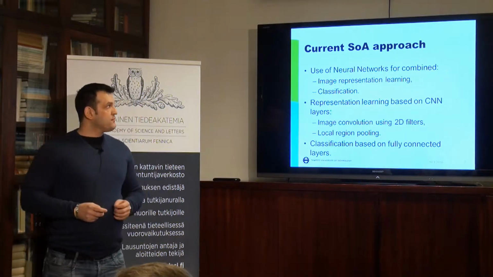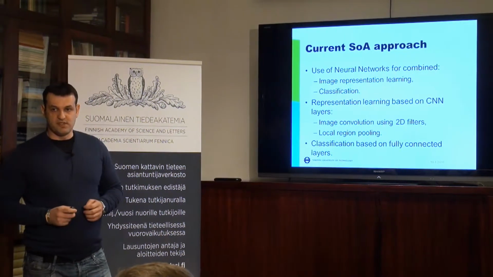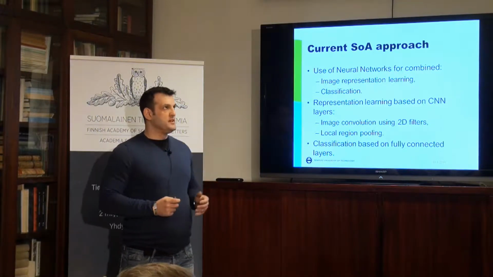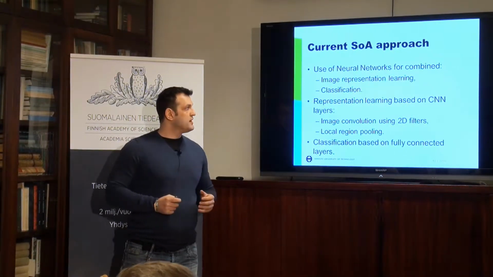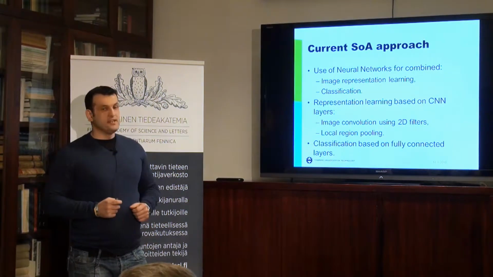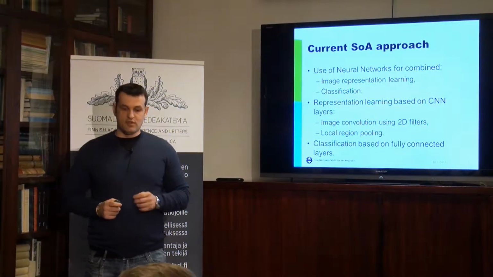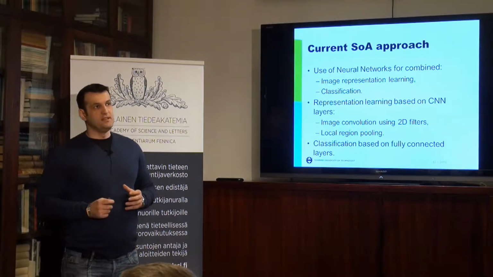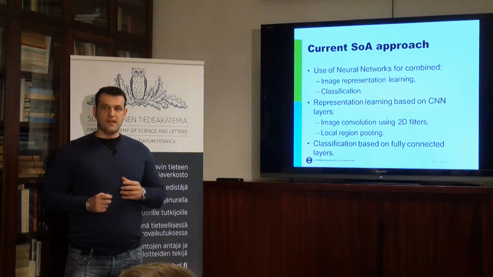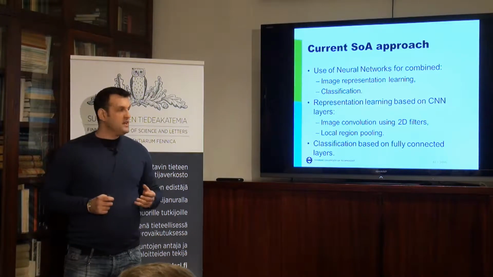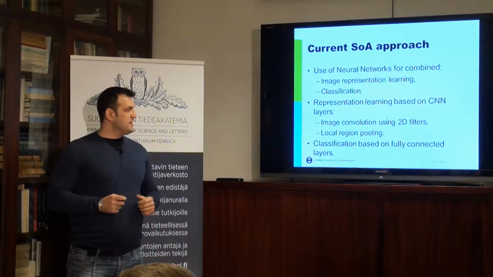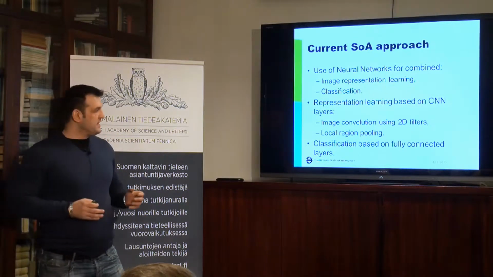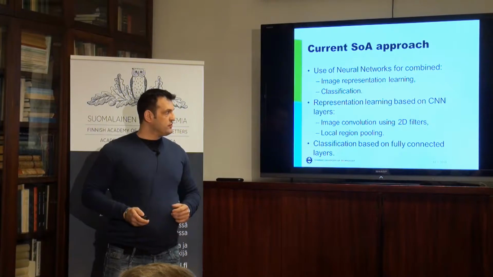The current state-of-the-art approach combines these two processing steps. We do it by using CNN networks, convolutional neural networks. This is a particular type of neural networks which can be fed by an image or a volume, and it can create an image representation which can be used afterwards by a multi-layer perceptron for classification.